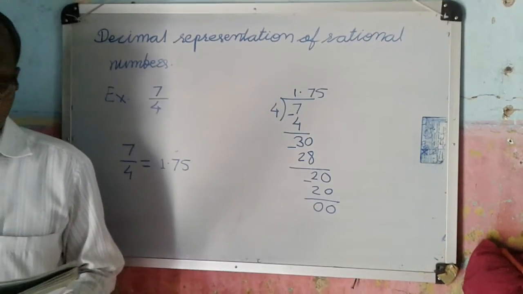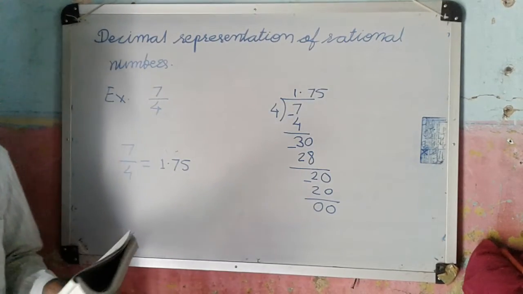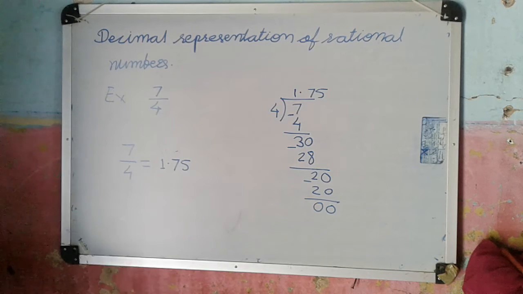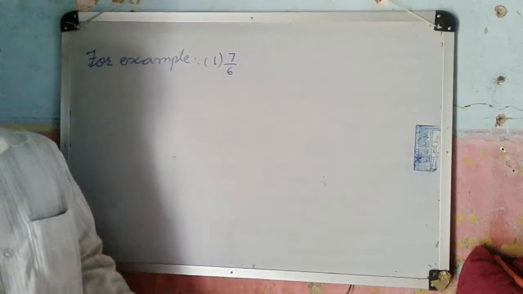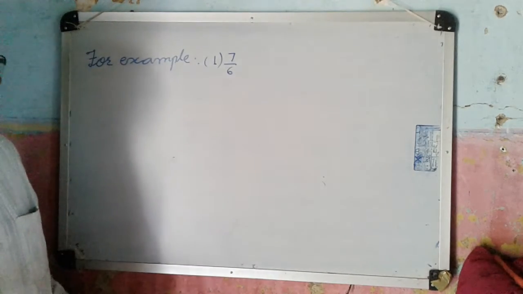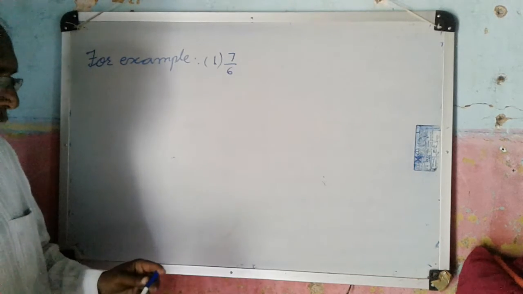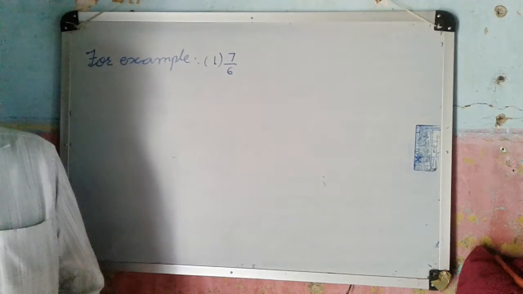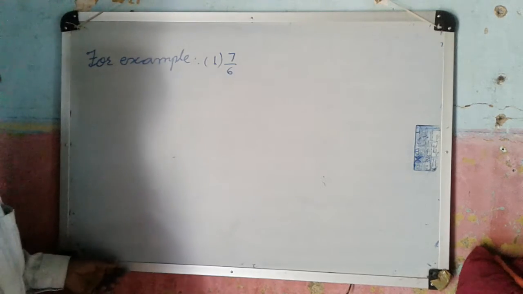But we know that every rational number can be written in a non-terminating recurring decimal form. So how to write it in non-terminating recurring decimal form? For that we will have some examples here. Now we will see this example. 7 upon 6. This rational number. We will write this rational number in decimal form. So we will divide 7 by 6.